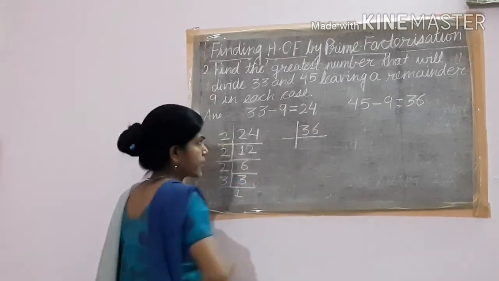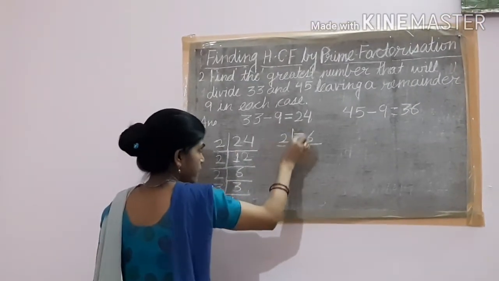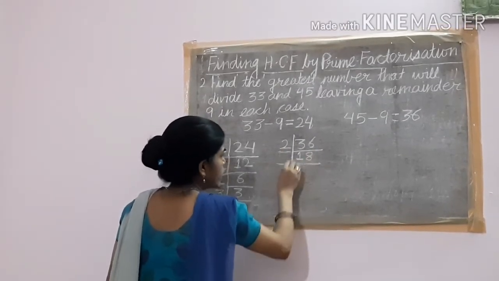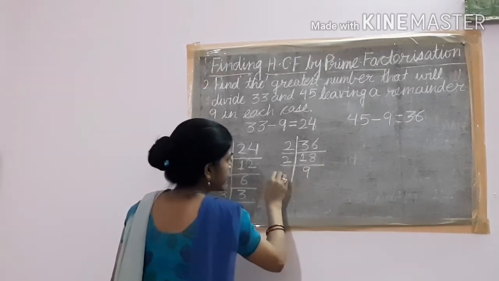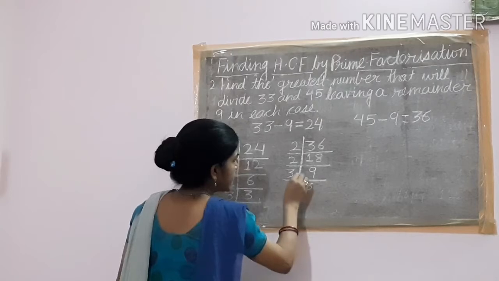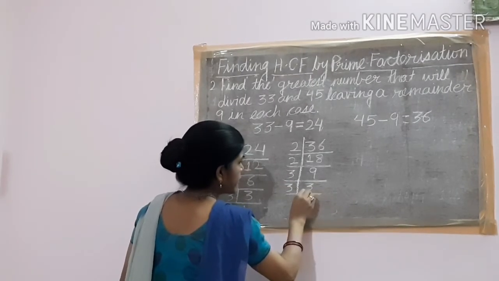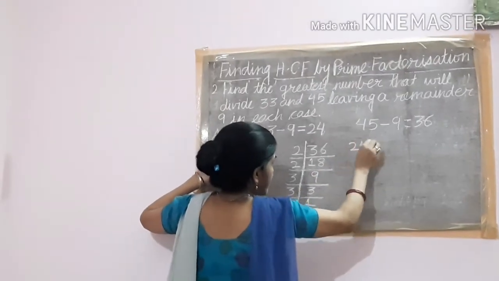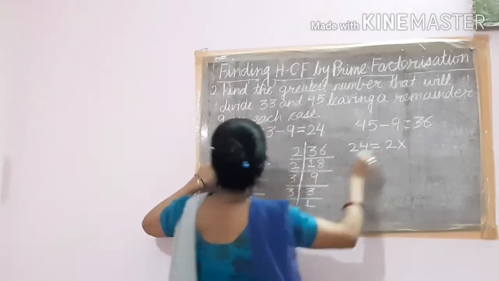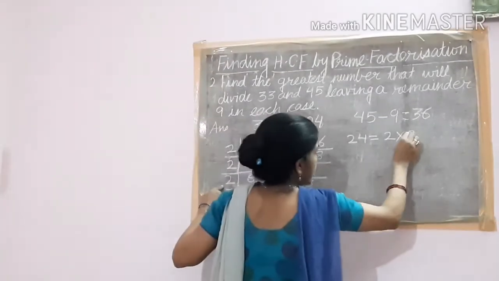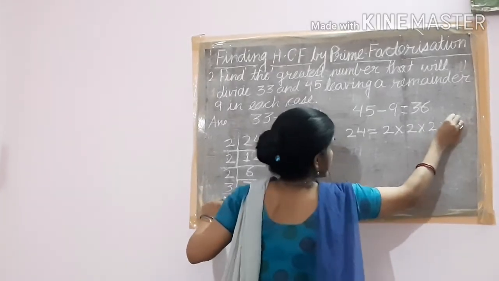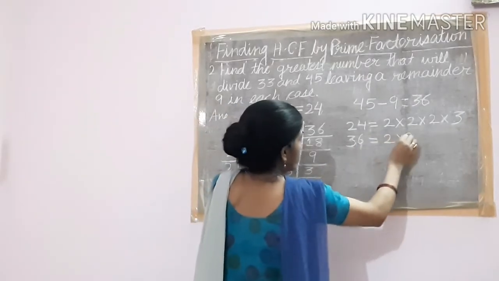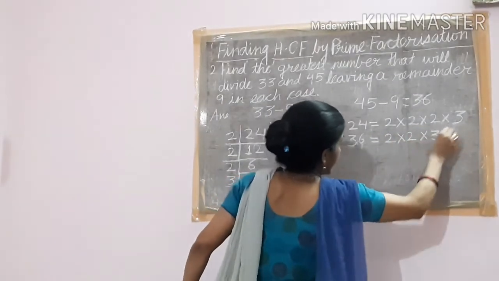Divide it by taking the smallest prime number 2. Yes, this number is divisible by 2. 2 ones are 2, 2 nines are 18. 3 threes are 9 and 3 ones are 3. Over. Now write down all the prime divisors. First for 24, the prime factors: 2 multiplied by how many times? 3 times. And 1 time is 3. And for 36, 2 times 2 and 2 times 3.